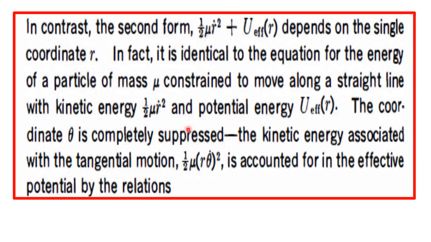Next slide. At the same time, the second form, half mu R dot square plus U effective, depends on the single coordinate R. So it is identical to the equation for the energy of a particle of mass mu constrained to move along a straight line, with kinetic energy half mu R dot square and potential energy U effective. The coordinate theta is completely suppressed. The kinetic energy associated with the tangential motion is accounted for in the effective potential.